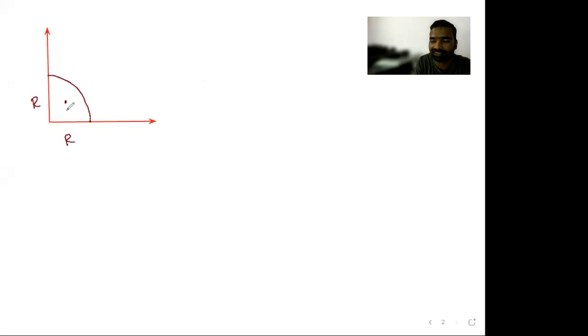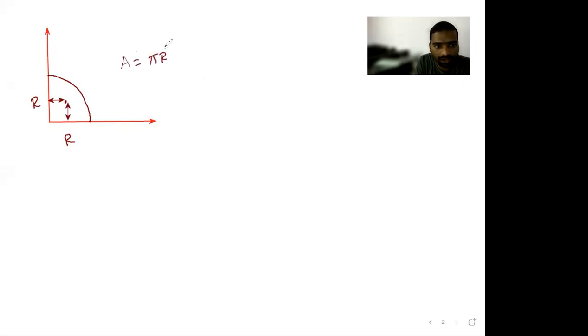One minute. I will tell. So whether these answers are correct or not. I have to determine x bar and I have to determine y bar. So what will be the value? First of all, what is the value of the area? Tell me.